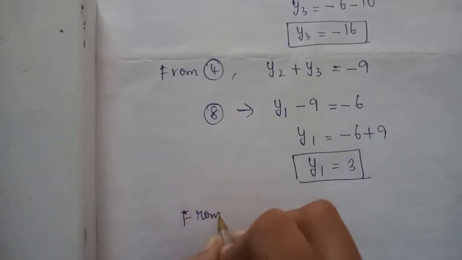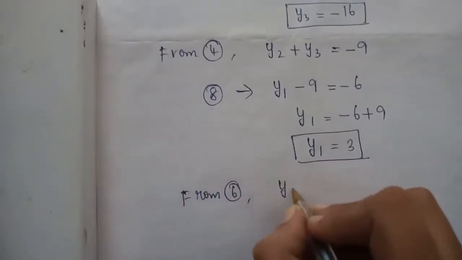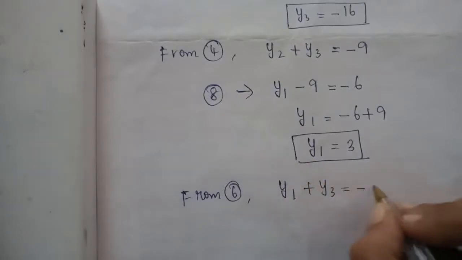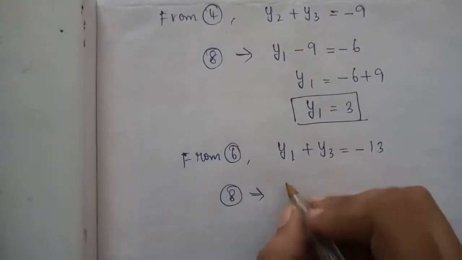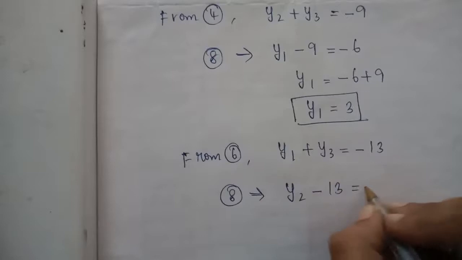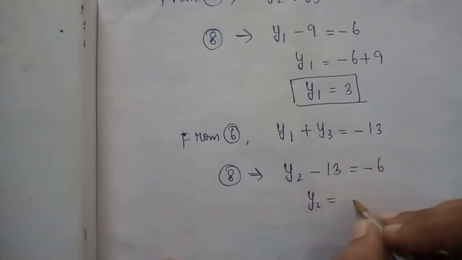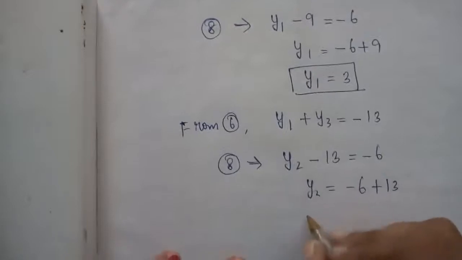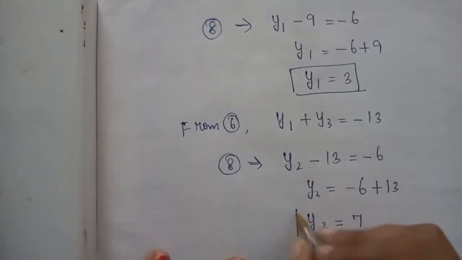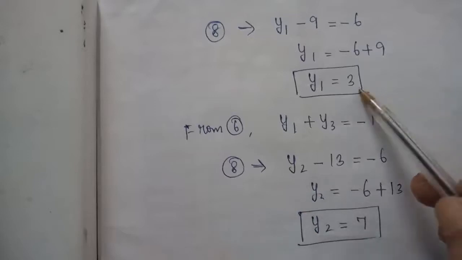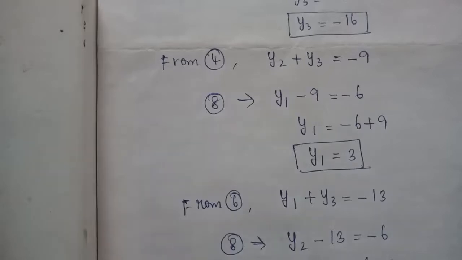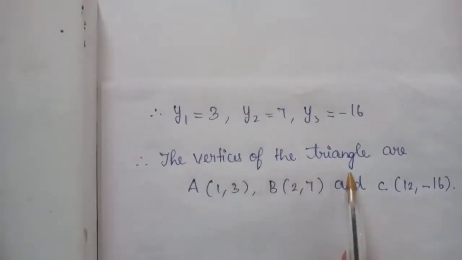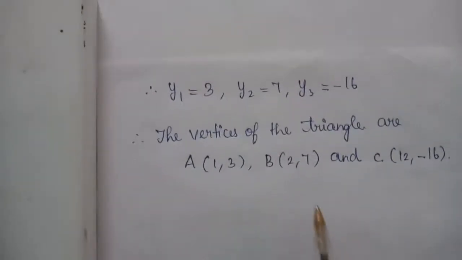From equation 6. So equation 6 is y1 plus y3 is equal to minus 13. So equation 8 implies, here you have y1, y3. So y2 minus 13 is equal to minus 6. y2 is equal to minus 6 plus 13. The value of y2 is equal to 7. Now we find the value of y1 is 3, y2 is 7 and y3 is minus 16. Therefore, the vertices of the triangle are A of 1, 3, B of 2, 7 and C of 12, minus 16.